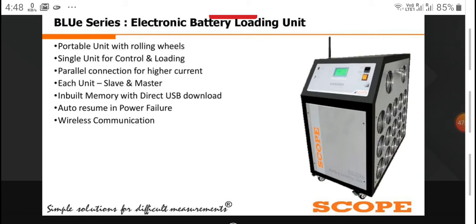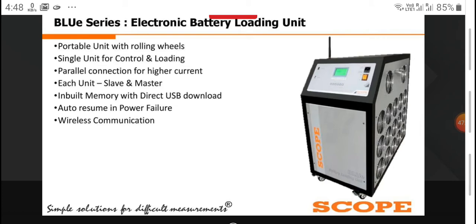So to discharge a higher battery bank capacity, we have the parallel connection to achieve the higher current. Whenever you are doing the parallel connection, one unit acts as a master unit through which it will control the discharge process, and the other unit will remain as a slave unit. The work of the slave unit is to achieve the higher current, but the control will be done with the help of the master unit. Our instrument also has inbuilt memory, and we can communicate with a PC with the help of USB.